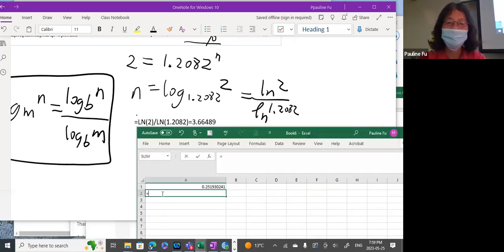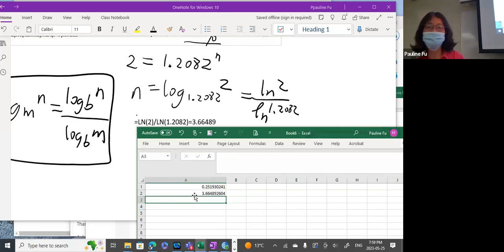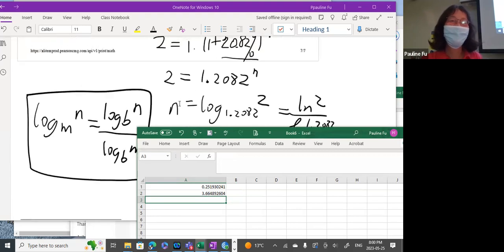In Excel, you type in equal ln bracket 2 closing bracket divided by ln bracket 1.2082 closing bracket. Okay, and you get 3.66. I have to learn how to do it on another calculator because we can't use Excel. Yeah, then you have to figure out how to do it on a calculator, because the lockdown browser is there when you bring it.